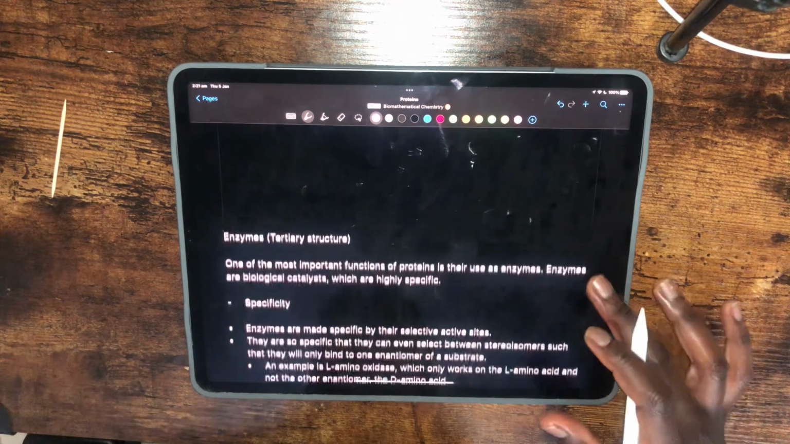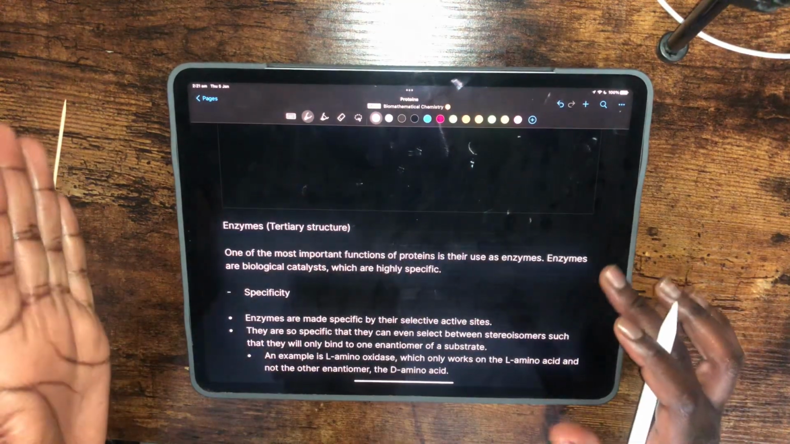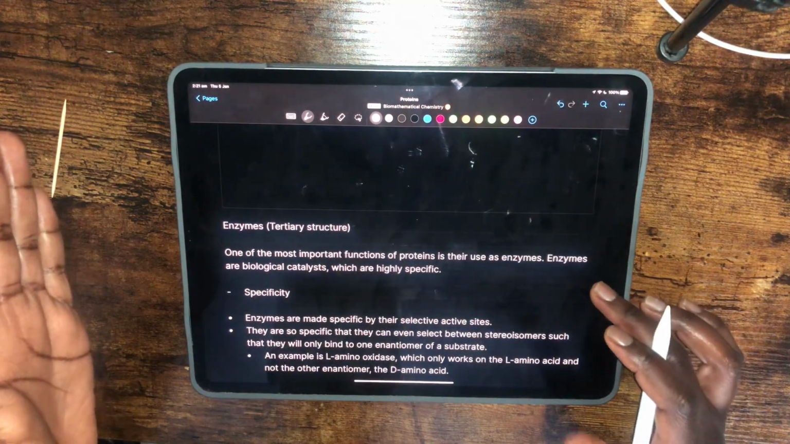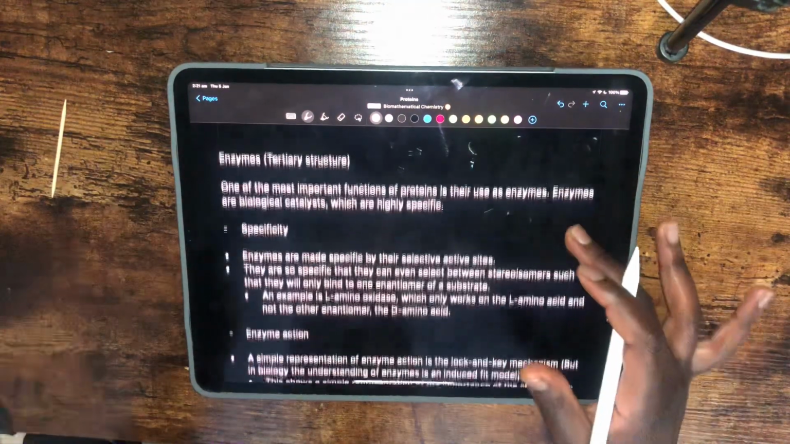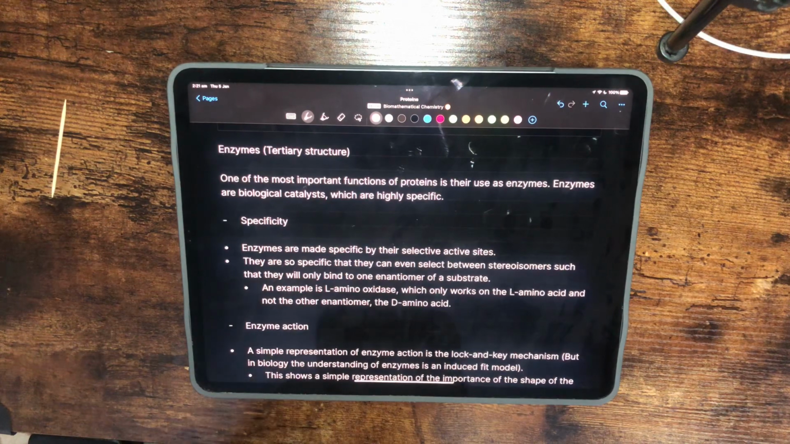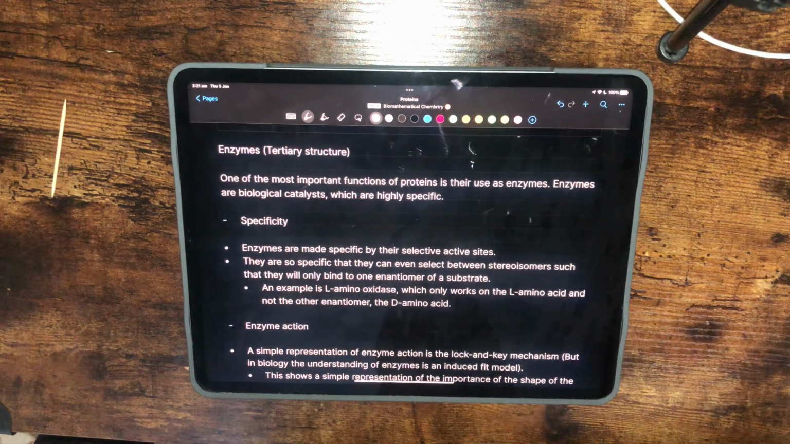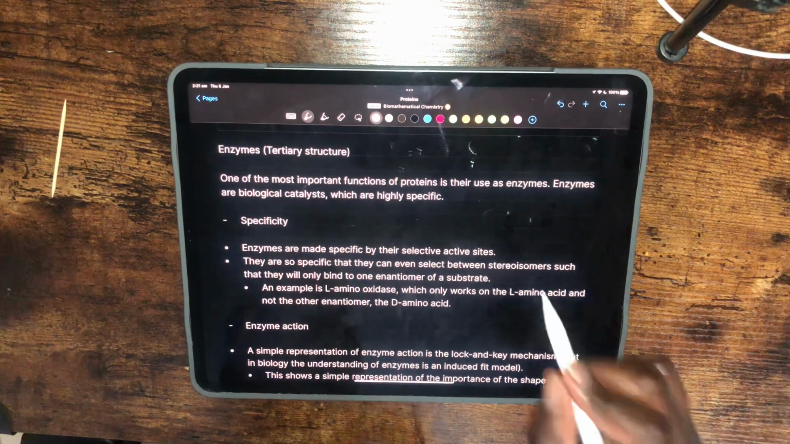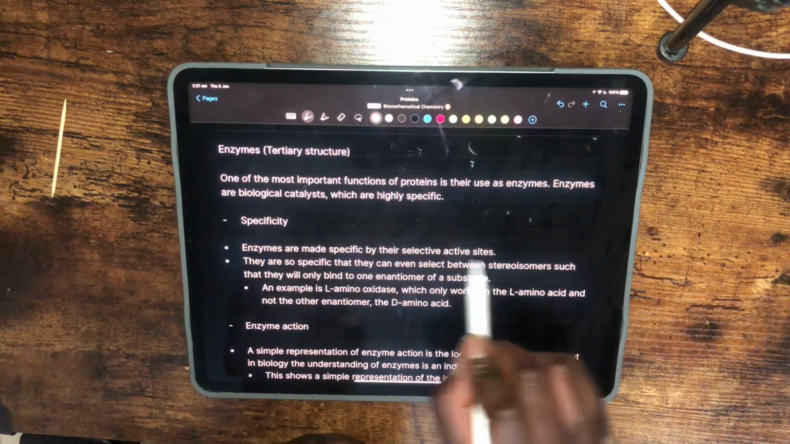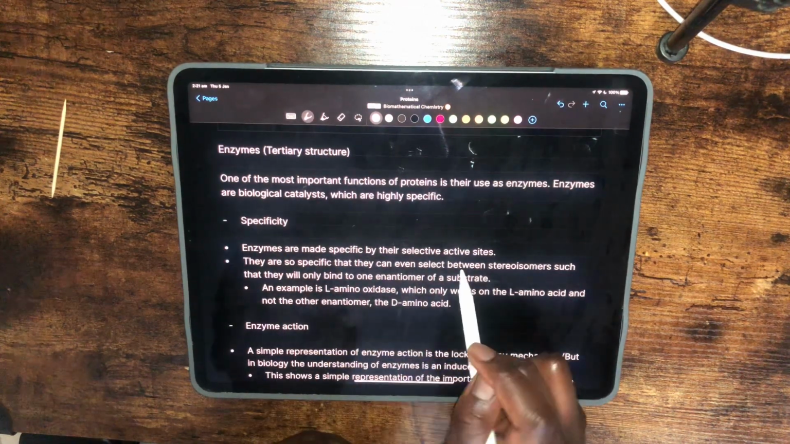All right, cool. As I said before, if you're talking about tertiary structure, the main example of tertiary structure is with enzymes. One of the most important functions of proteins is their use as enzymes. Enzymes are biological catalysts which are highly specific. You should know this by now, but specificity. Enzymes are made specific by their selective active site. So first of all, enzymes have active sites.